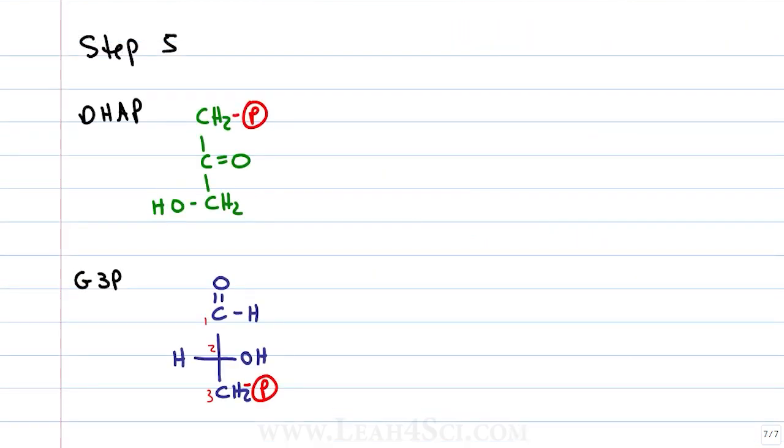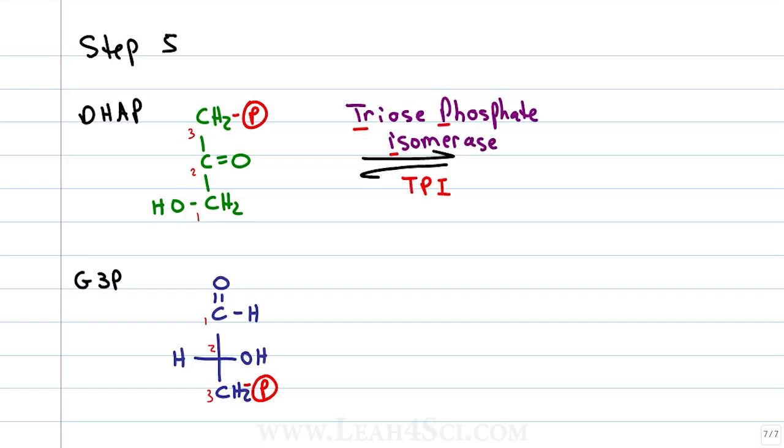In step 5, we're going to rescue the dihydroxyacetone phosphate. This is not in a form that we need, so we want to find a way to convert the dihydroxyacetone phosphate to glyceraldehyde 3-phosphate, and that will be catalyzed by an enzyme called the triose phosphate isomerase, or TPI. From the name, we see that we have triose, a 3-carbon sugar, DHAP is a 3-carbon sugar, phosphate isomerase. We're isomerizing or moving the phosphate group.